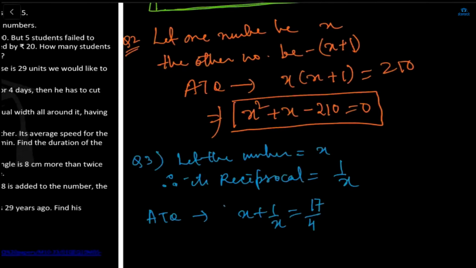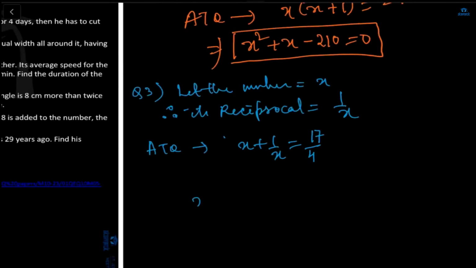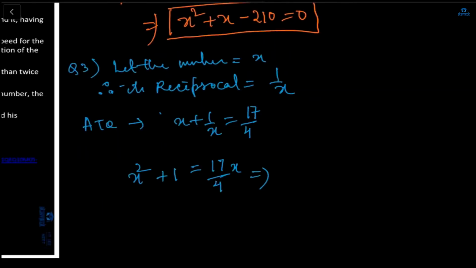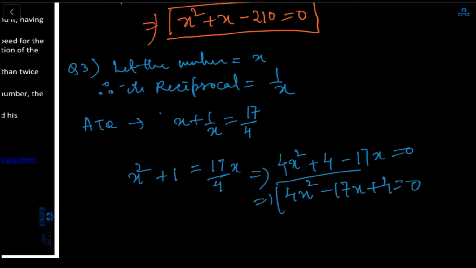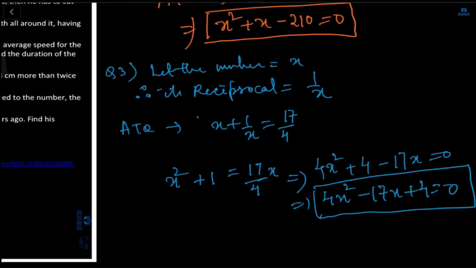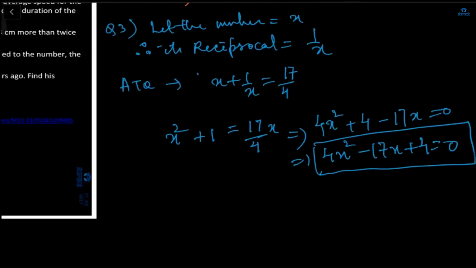Are you facing any doubt in this? So it will be x squared plus 1 over x equals 17 by 4, and the x will go to that side. So what will it be? 4x squared plus 4 minus 17x is equal to 0. You have to rearrange it: 4x squared minus 17x plus 4 is equal to 0. Now this is the quadratic equation. I'm changing color just so that one question doesn't get mixed up with the other.